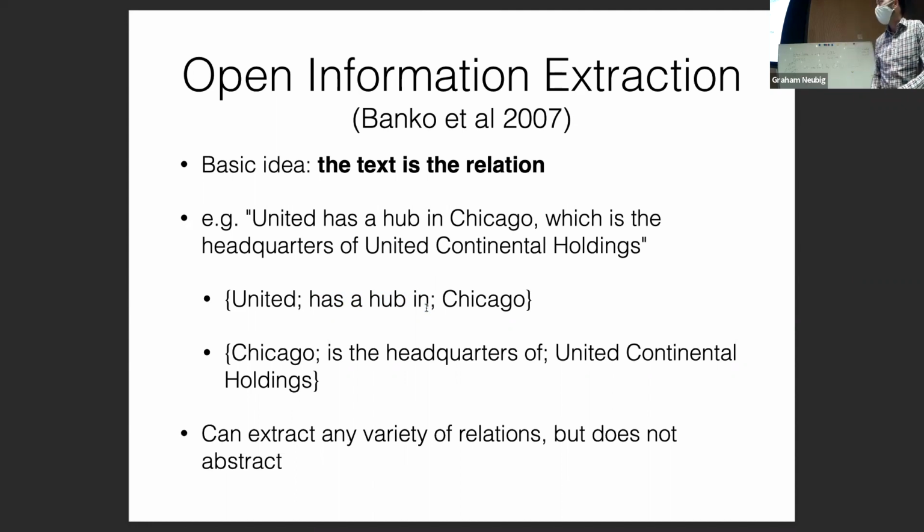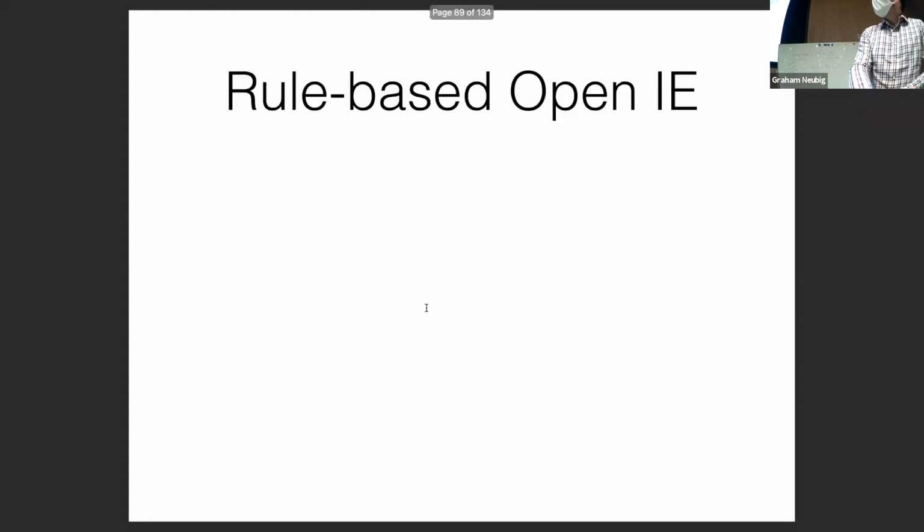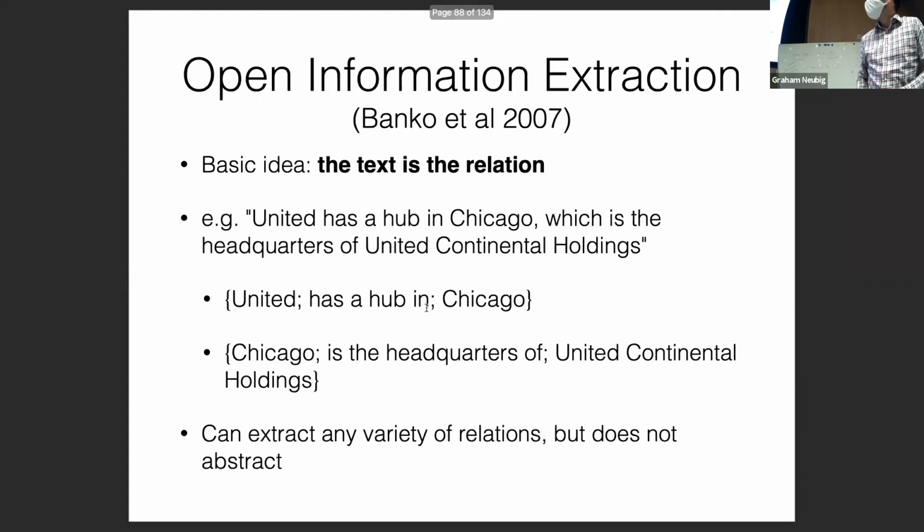But the problem with this is that this does not abstract well. So if we have Chicago is the headquarters of United Continental Holdings, we will get a very similar relation. United Continental Holdings is headquartered in Chicago, and that would be treated as something completely different. Basically, I'll be talking about how to solve that in a second.